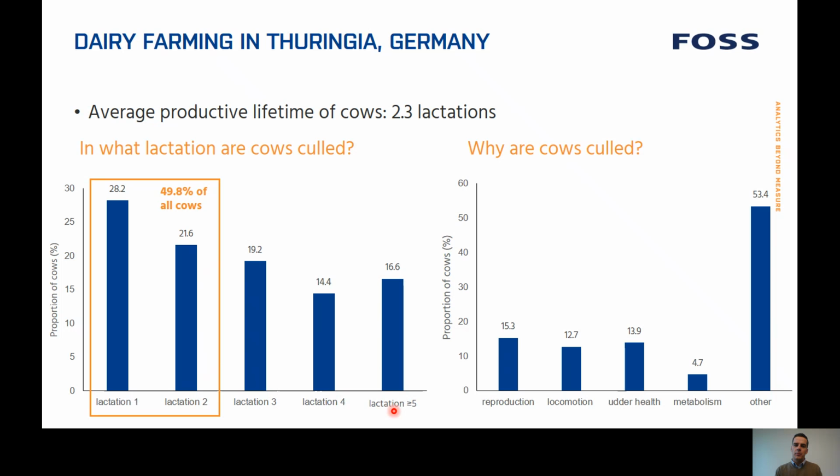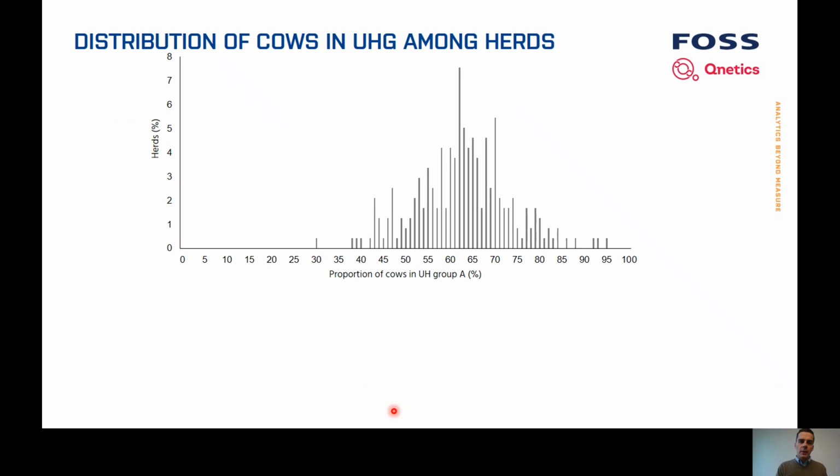And in another investigation, the culling reasons were looked at. And here it turned out that udder health was the second most common reason for cows being removed from the herds. And thus, the DSCC parameter was very interesting to them. And they saw from the very beginning huge potential to improve the status quo with the DSCC parameter.